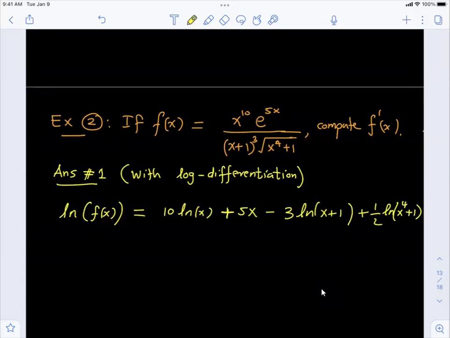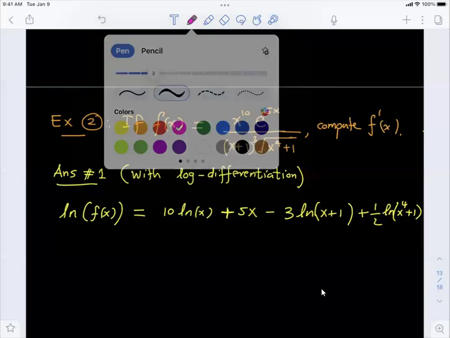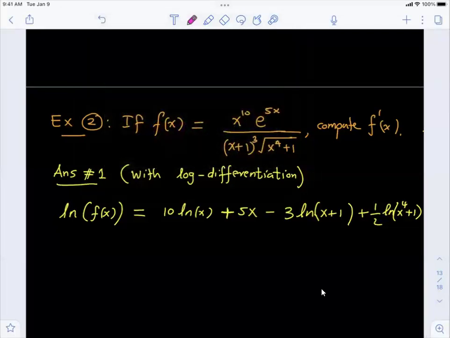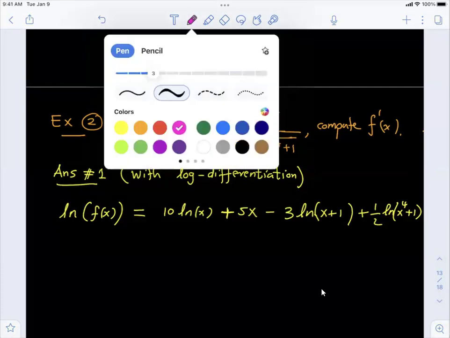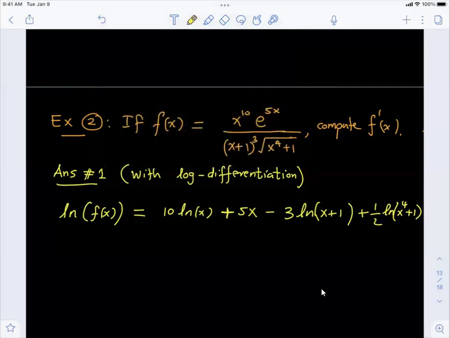Now, in this computation, if you do not see how we got just plain 5x here, think about it. It is none other than just taking ln of this exponential. So since the bases are the same, that will result in just 5x. The exponent could be recovered.